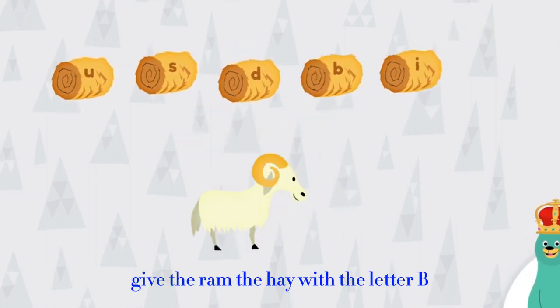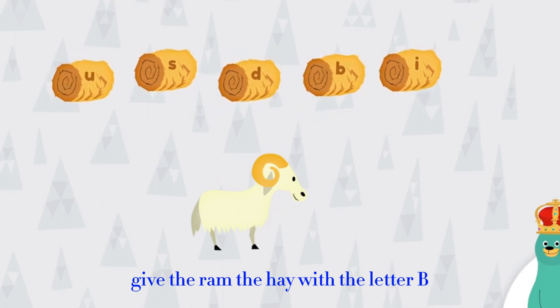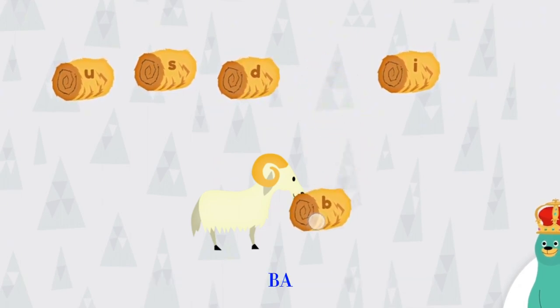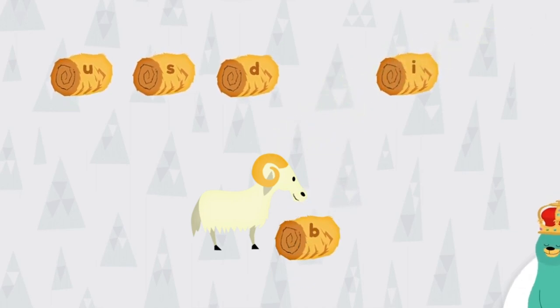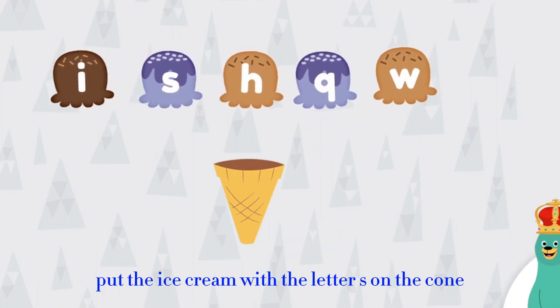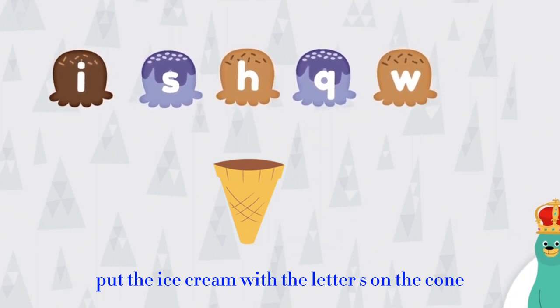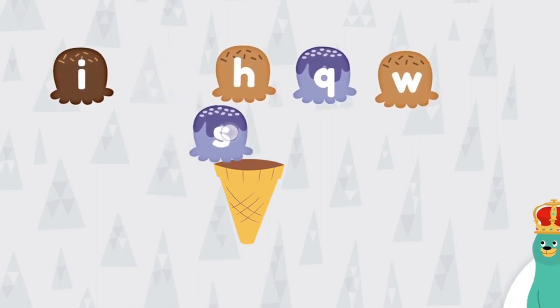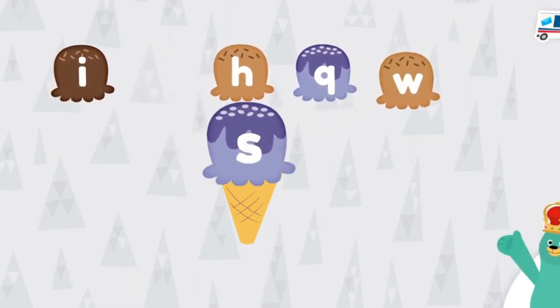Give the ram the hay with the letter B. B. Good work. Put the ice cream with the letter S on the cone. Great!